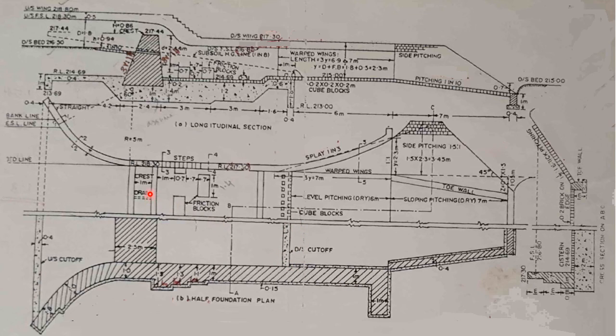Then in the actual plan we have this crest wall of top width 1 meter. Then these are the friction blocks and they should be staggered. That means the friction blocks should be oriented in such a way that they are not parallel, they should be staggered. Then here we have the cube blocks. Then this is an upstream wing wall. As we know, we have designed the radius of this wall. Then this is a downstream wing wall with a splay of 1:3.